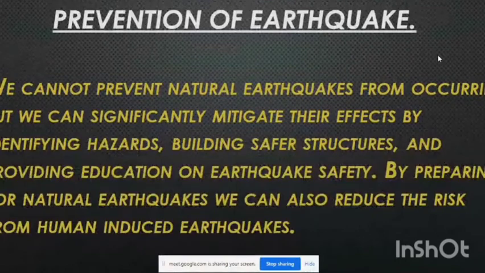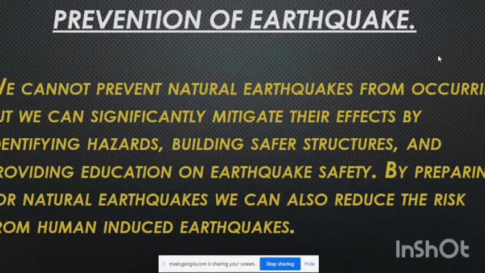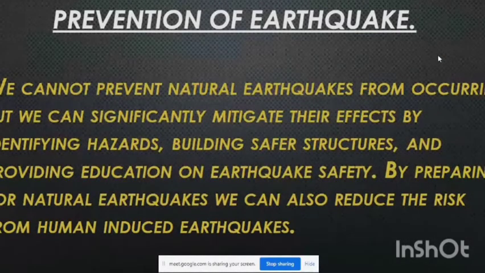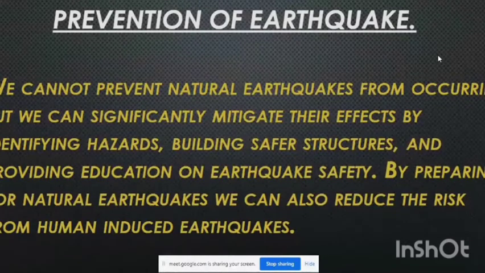Prevention of earthquake. We cannot prevent natural earthquakes from occurring, but we can significantly mitigate the effects by identifying hazards, building safer structures, and providing education on earthquake safety. By preparing for natural earthquakes, we can also reduce the risk from human-induced earthquakes.